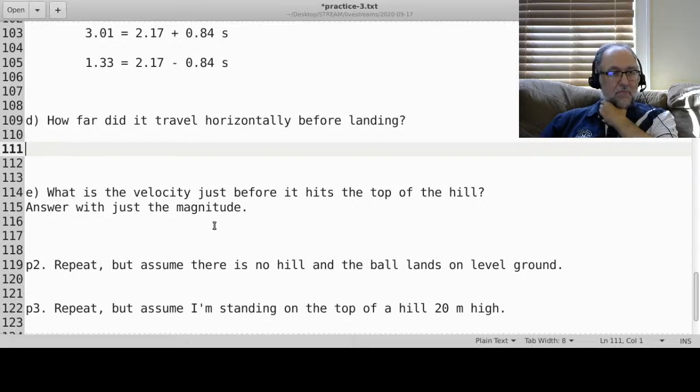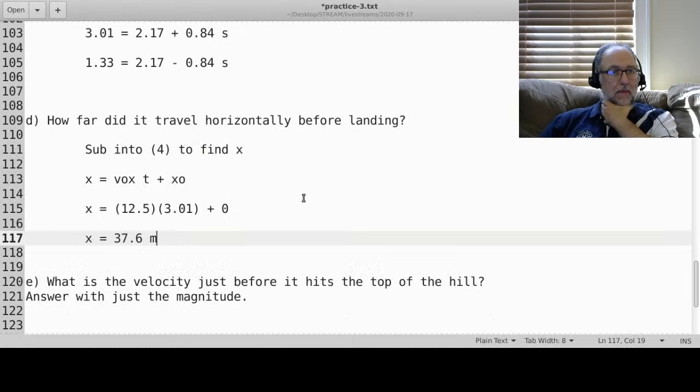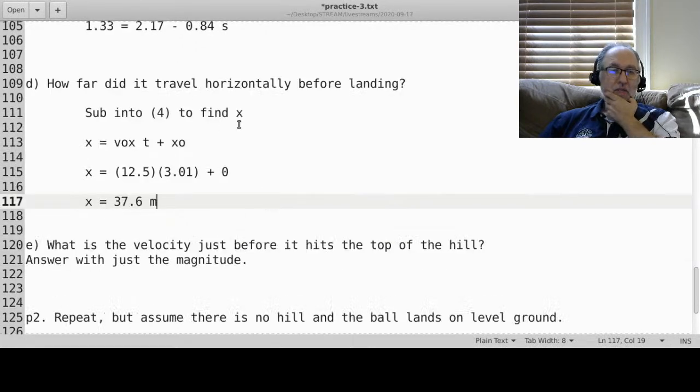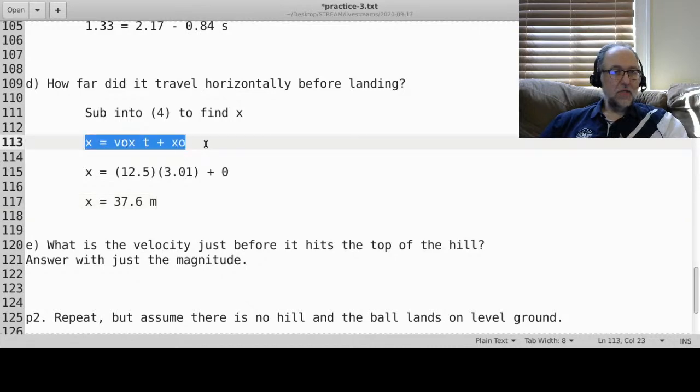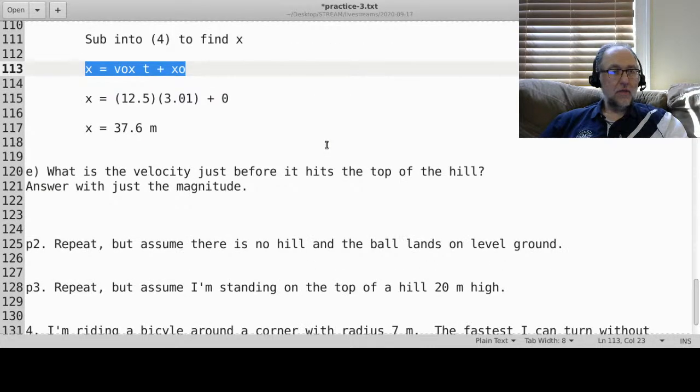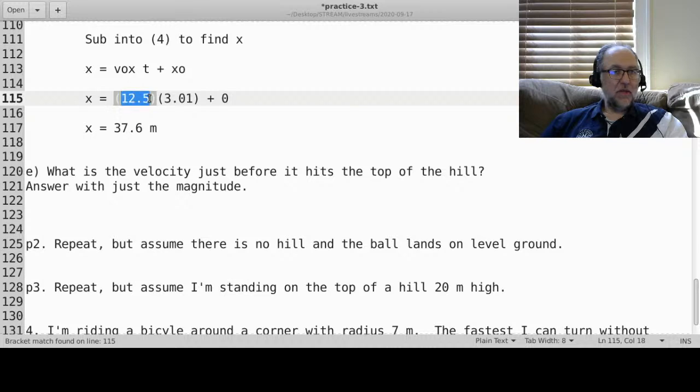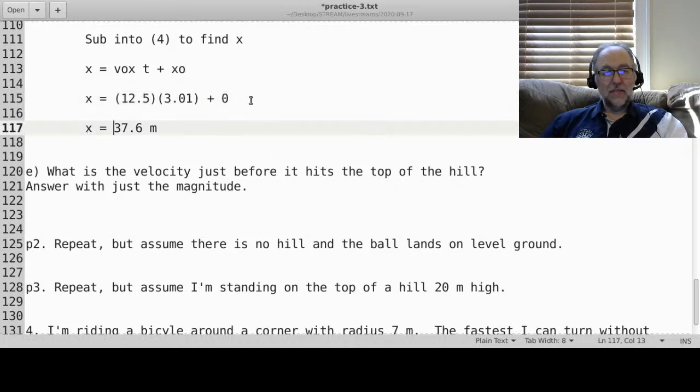And let me just cut and paste that answer. All right, so substitute into number 4 to find x. And there's the equation. All right, and we found that v naught x was 12.5. Here we want the time until it lands, and we find that, and of course x naught is 0. Okay, it starts at the origin, and so we find that it travels 37.6 meters horizontally. Okay, that was easy enough.